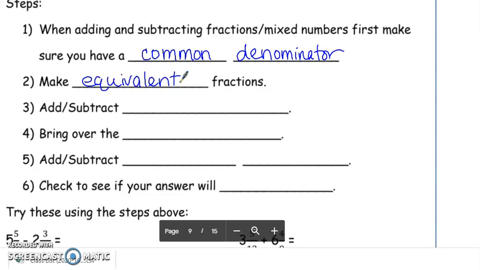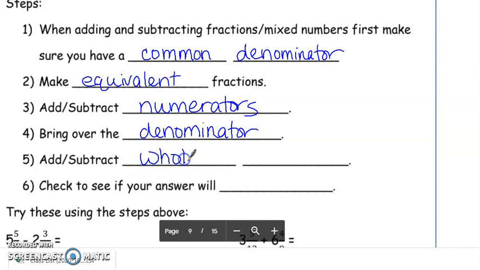Once we have our equivalent fractions, we're going to add or subtract the numerators, depending on if you're doing an add problem or a subtraction problem. Bring over the denominator. The denominator will not change. And then make sure you don't forget, this is an easy one to forget, add or subtract the whole numbers. Don't forget that, okay?